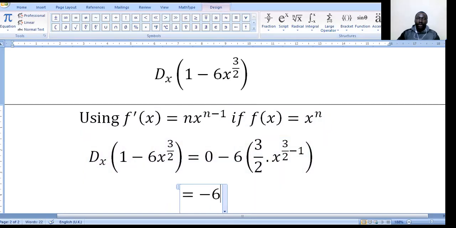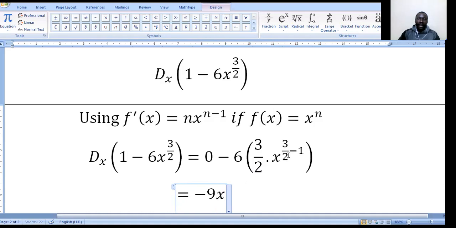We first want to simplify a little bit what is inside the bracket, or we could even expand it right away. When we multiply this, it is 6 times 3, which is 18. 18 divided by 2 is 9. So instead of 6 there, we now have 9. Then we are remaining with x raised to 3 over 2 minus 1. 3 over 2 is 1.5, you know? So 1.5 minus 1 is 0.5.